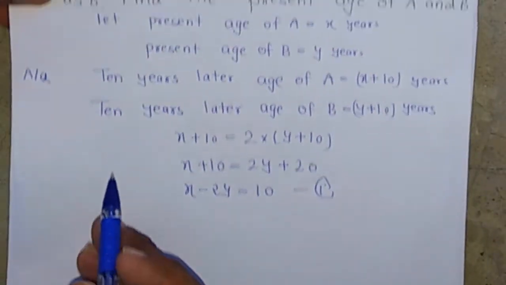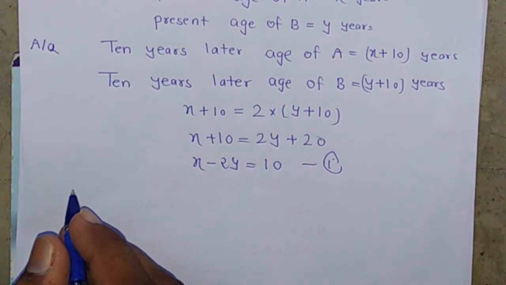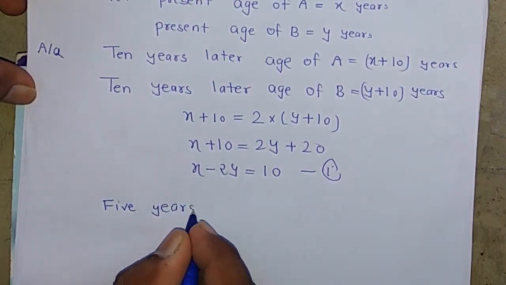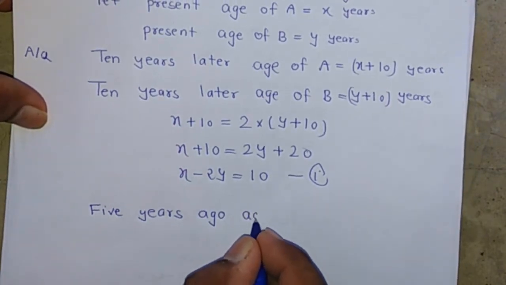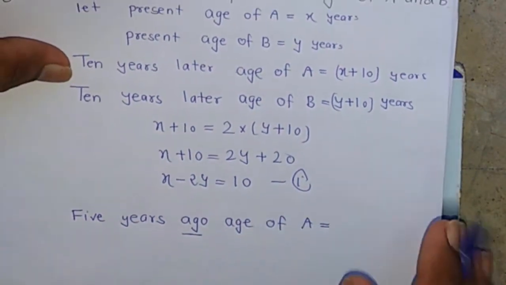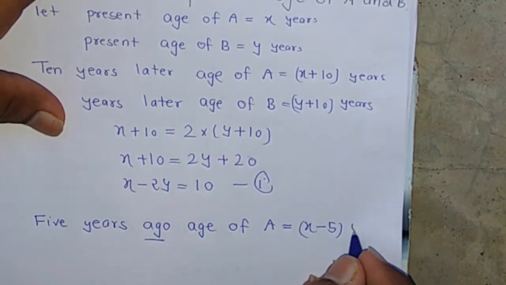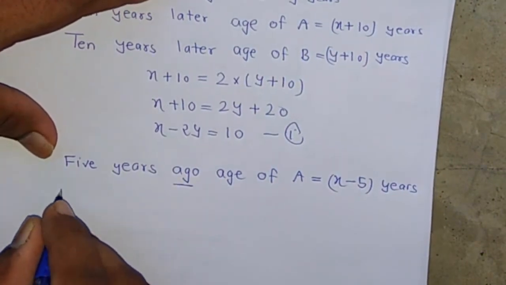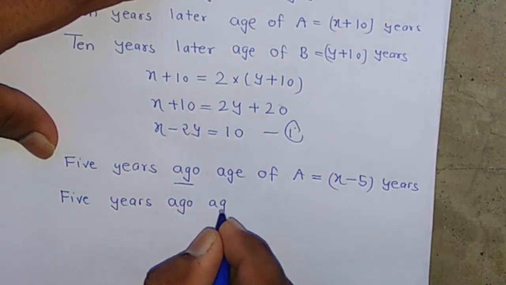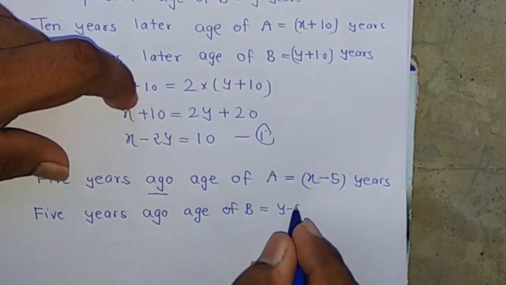Now 5 years ago, we first calculate 5 years ago the age of A and age of B. 5 years ago, age of A. Since 5 years ago the age of A is less than 5 of his present age X, then it is X minus 5 years. 5 years ago age of B will be less than 5 of its present age, means Y minus 5 years.